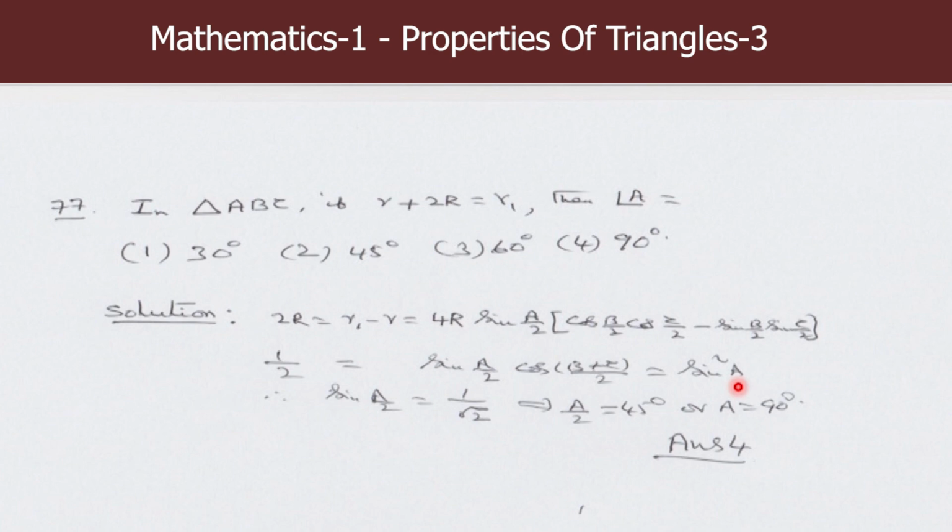So therefore, sin²(A/2) = (sin A/2)... sin A by 2 is 1 by root 2. So delta by 2 is equal to A by 2, which is equal to 45 degrees. So A is equal to 90. So the correct option is option number 4.